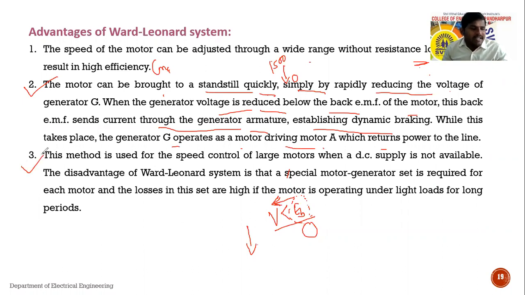And the last advantage is that this method is used for the speed control of large motors when a DC supply is not available. When a DC supply is not available, this method can be used for the speed control of large machines, big-size machines. When a DC supply is not available, in that situation we can use it.